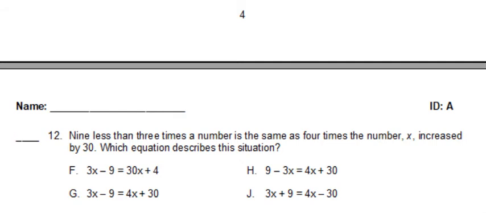Question number 12. 9 less than 3 times the number is the same as 4 times the number x increased by 30. Which equation best describes this situation? F. 3x minus 9 equals 30x plus 4. G. 3x minus 9 equals 4x plus 30. H. 9 minus 3x equals 4x plus 30. Or J. 3x plus 9 equals 4x minus 30. This is the end of question 12.